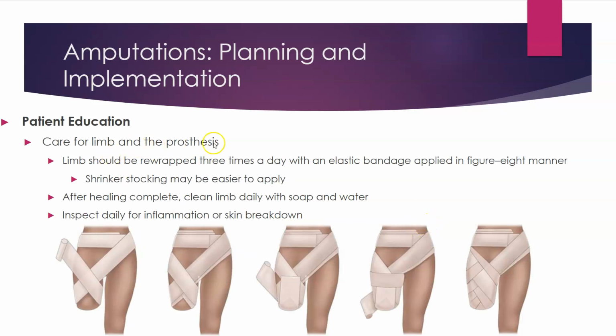So, care for limb and prosthesis. You're going to wrap that site 3 times a day. We're using figure 8s. There are different ways to do this, but this is still a common way to do it. I've seen different stockinettes or different things like that. But the big thing is to wash that site for skin breakdown and irritation, make sure that we don't get ulcerations, and make sure that that site heals up really well.